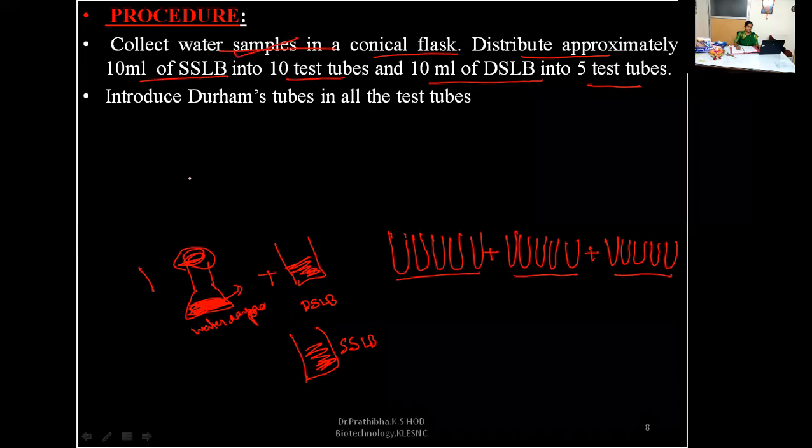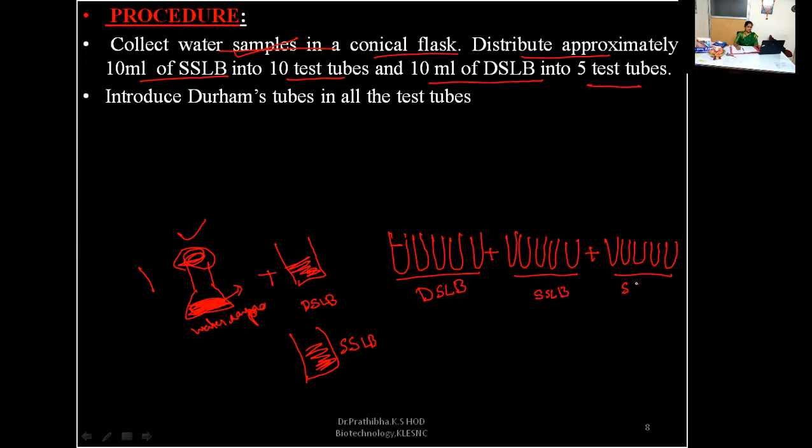Collect water sample in a conical flask. We have done that. Then dispense approximately 10 ml of SSLB into 10 test tubes and 10 ml of DSLB into 5 test tubes. So first let us take the DSLB. Let us label all these test tubes as DSLB. All the test tubes, you need to put a sticker and label them as DSLB, whereas the remaining 10 test tubes you need to label as single strength LB.